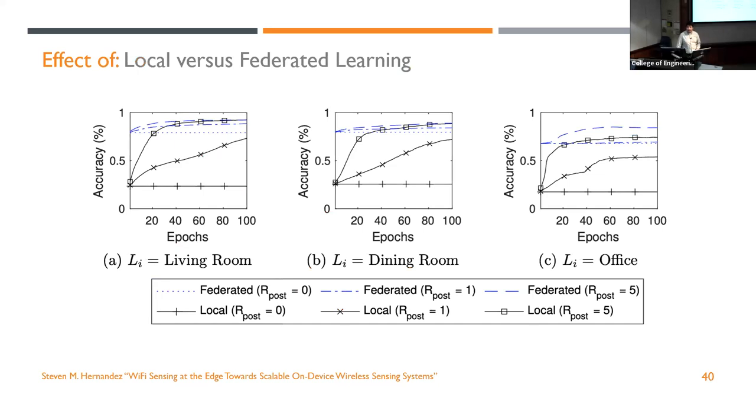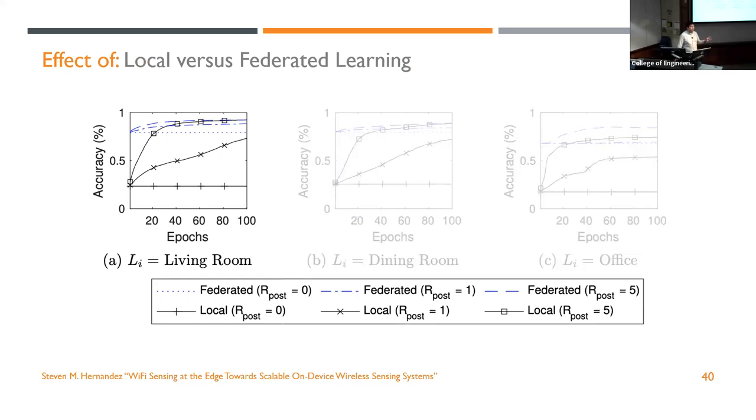Now, when we compare starting with a local model at the device versus starting with a federated model, we end up with something like this. Let's just focus on the one plot here. They're all kind of the same. Here we've got the blue lines. These are the federated models, the models that started out with a federated trained model. And we find that the accuracy starts out high and it stays high.